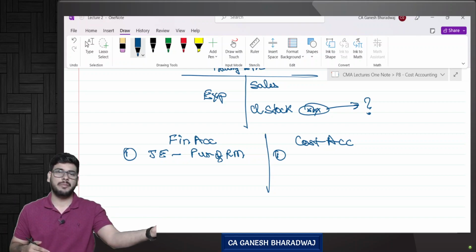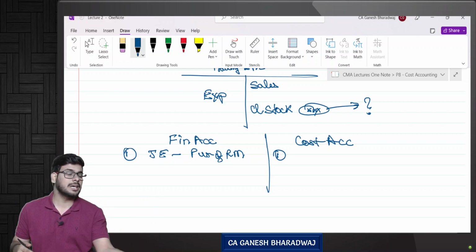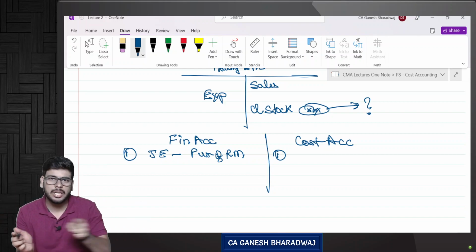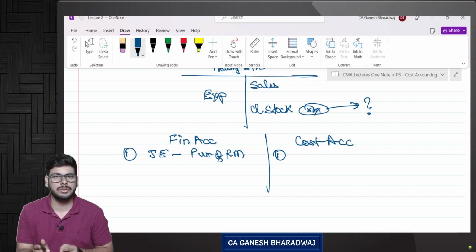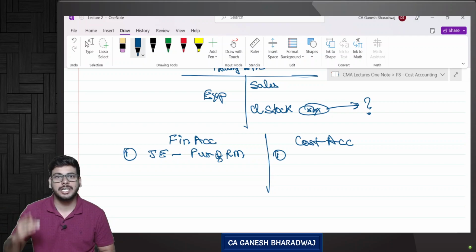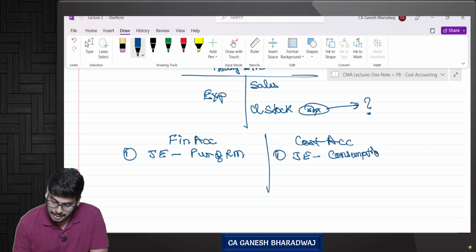Now, this raw material I have already purchased is lying in my warehouse. I am putting it inside the machine. Will you pass a journal entry for this in your financial accounts? No. But in cost accounts, we will pass a journal entry for that also. We will pass a journal entry even for consumption of raw material.